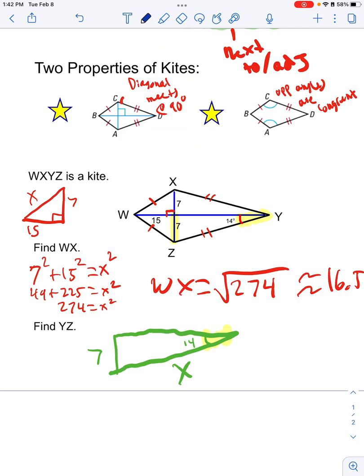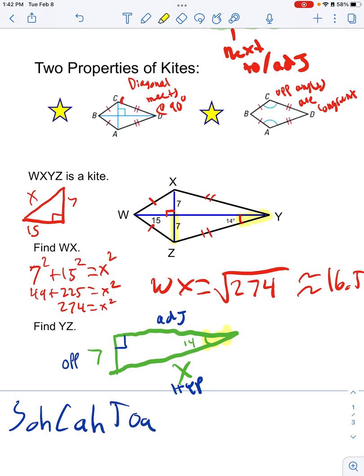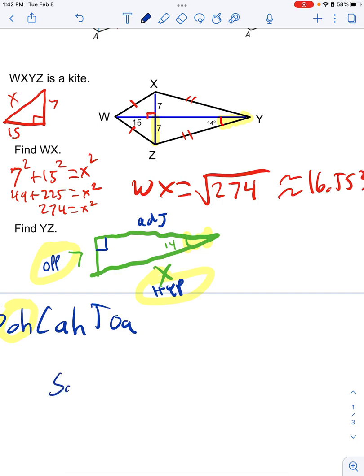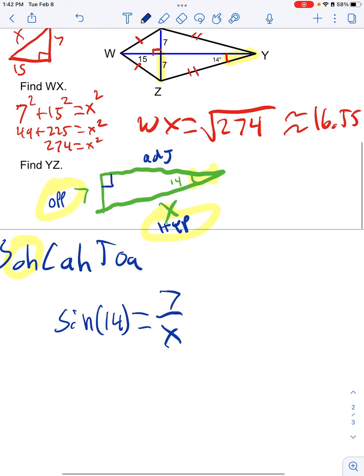So if I label from my reference angle, opposite, here's my right angle, so this is hypotenuse, and this is adjacent. I know that using SOHCAHTOA, I want to use the opposite and hypotenuse, which would be sine. So I'm going to solve this by saying the sine of 14 degrees equals 7 over x.